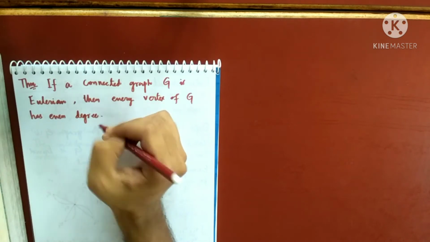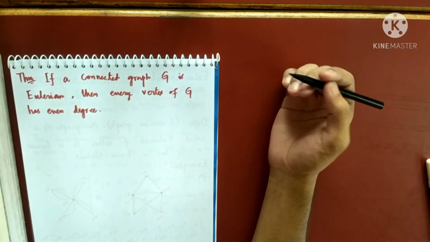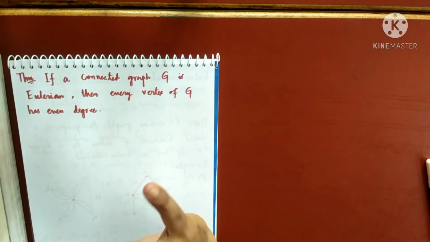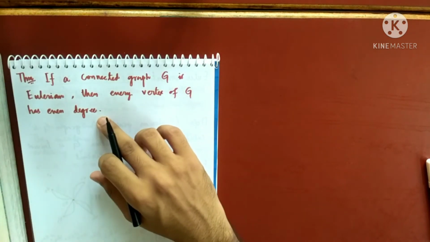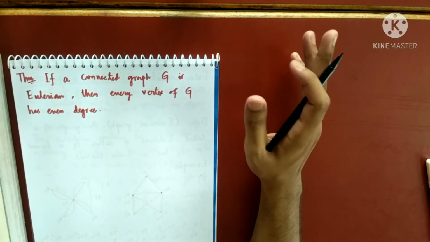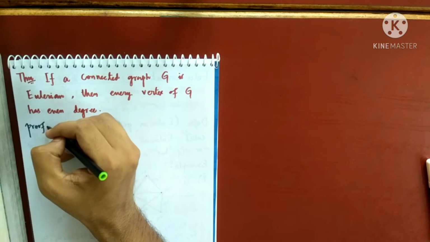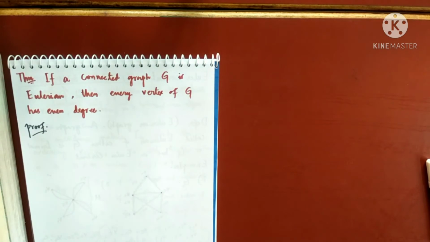So this will answer our problem, the Königsberg bridge problem. This is known as the necessary condition to be Eulerian. What I am saying is, if my graph is Eulerian, then the guarantee is that every vertex has even degree. So the proof goes like this. The proof is simple. What is the hypothesis? We are assuming that G is Eulerian. Keep that in mind.